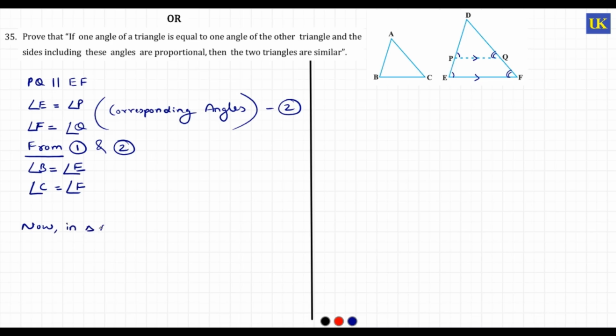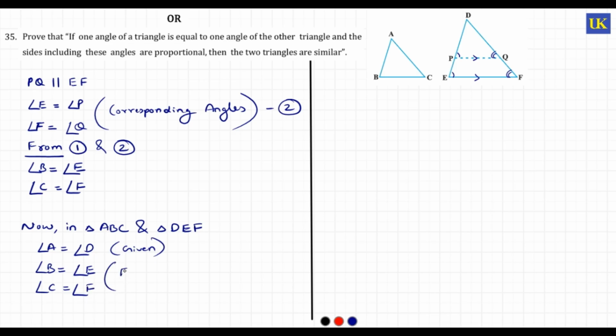Now in triangle ABC and triangle DEF, we can say that angle A is equal to D. This is as per given. Then angle B is equal to E, and angle C is equal to angle F. From above you can write this. Just now here I have proved it, right? So we can see here that this is angle.